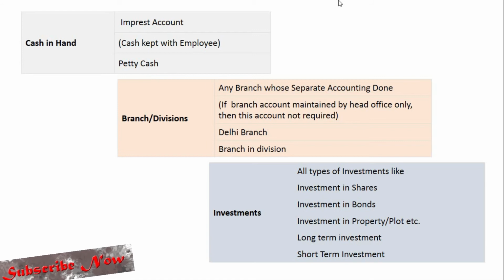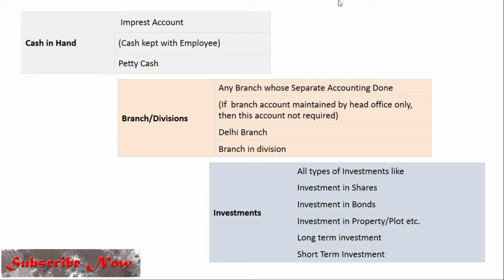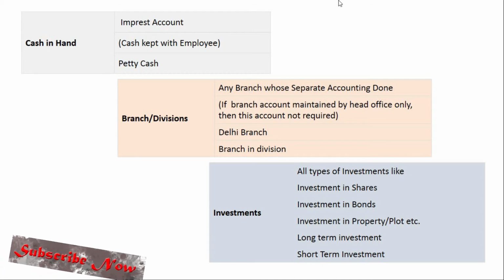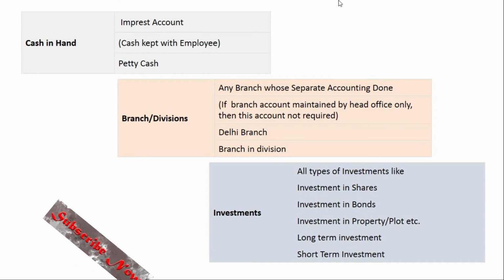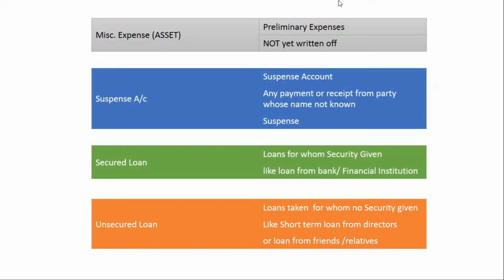Then we have cash in hand, branch and investments. In cash in hand we have cash kept with the employee and petty cash. Then we have branch. If the branch account is maintained by the head office only, then this account is not required. Any branch whose separate accounting is done, like the Delhi branch, you can say branch and division. Then we have investments, all types of investments: investments in bonds, long term investment, short term investment, investments in properties. Then we have miscellaneous expenses.